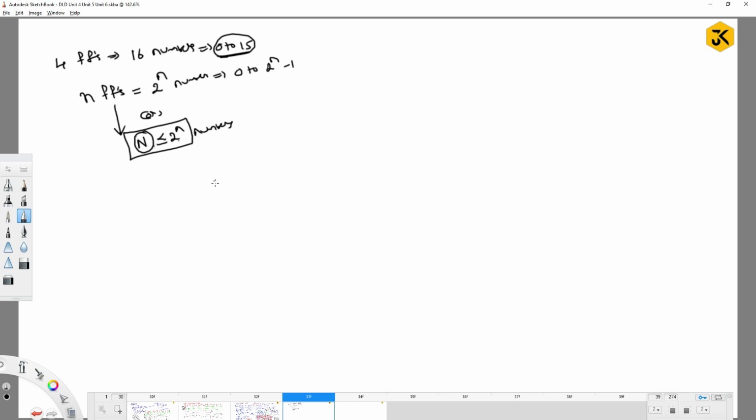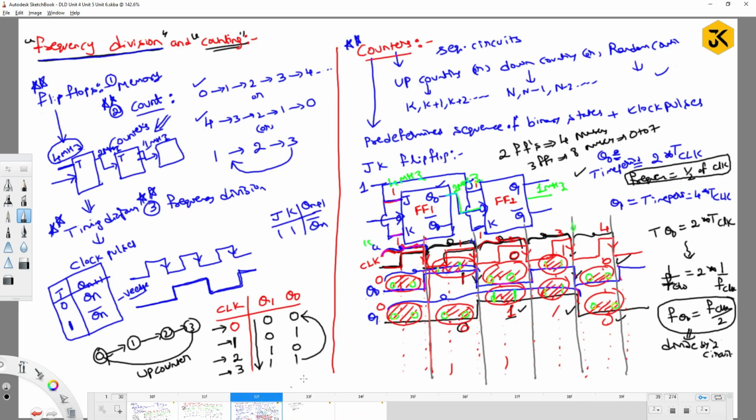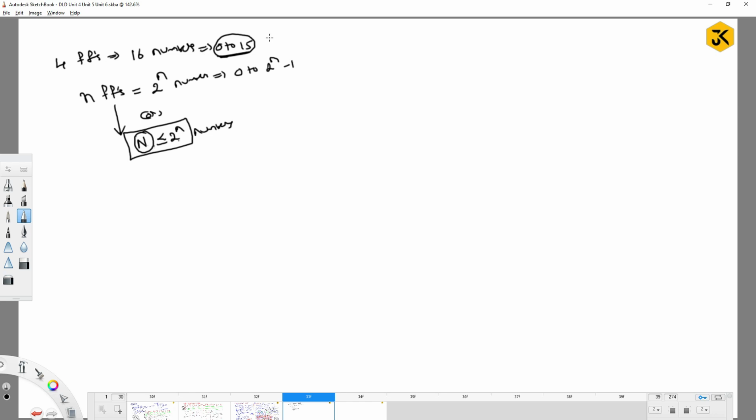0 to 15. Now, in other technical terminology, if I say this kind of circuit, I can call it a mod 4 counter. If I am going to have 8 numbers, I can call it a mod 8 counter. If I am going to have 16 numbers, I can call it a mod 16 counter.